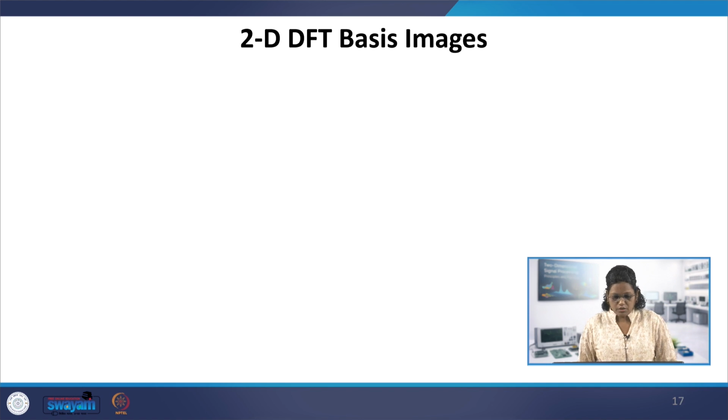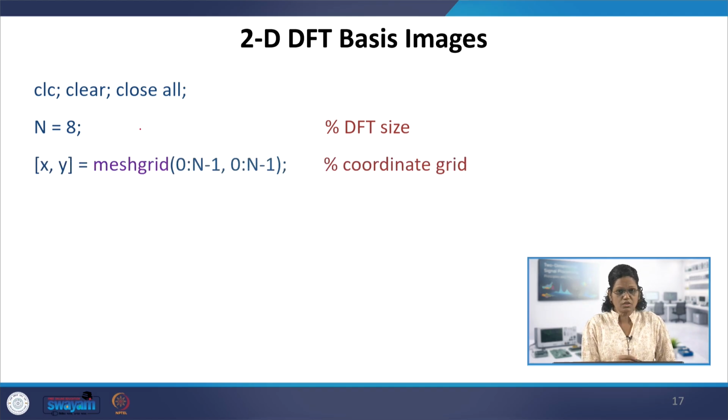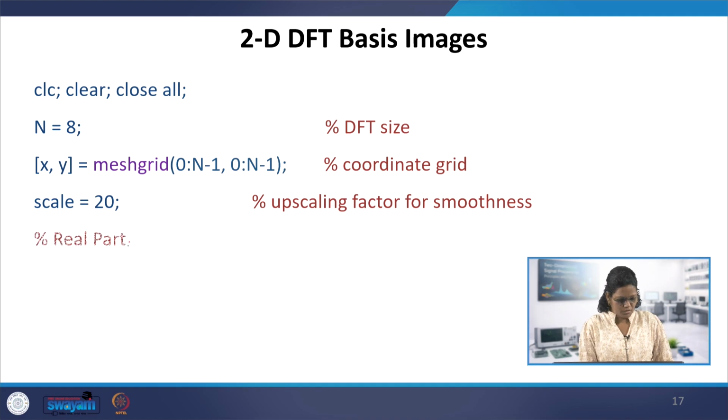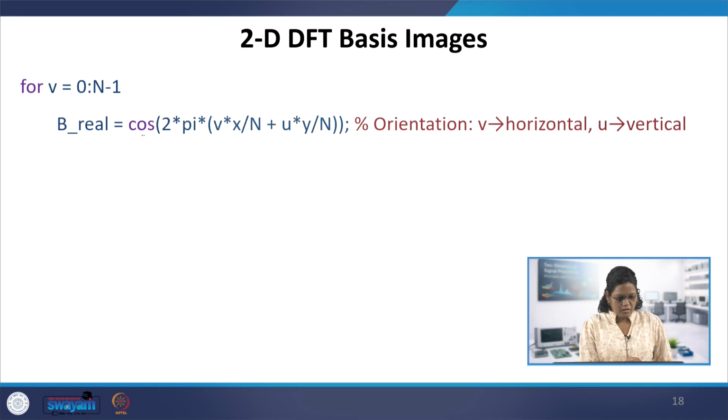Now getting into the DFT basis images, it can be of any size N, but just to show, N is taken as 8. So you give the XY mesh grid, create this mesh grid for 0 to 7 in the x and y directions, and this is upscaling for some smoothing, and the real part is here. You can use this color, black and white, and it would create the plot. Then the plots are tiled, so to lay this out in tiles you can use n by n tile spacing and padding, all the properties can be set, and we get this real part.